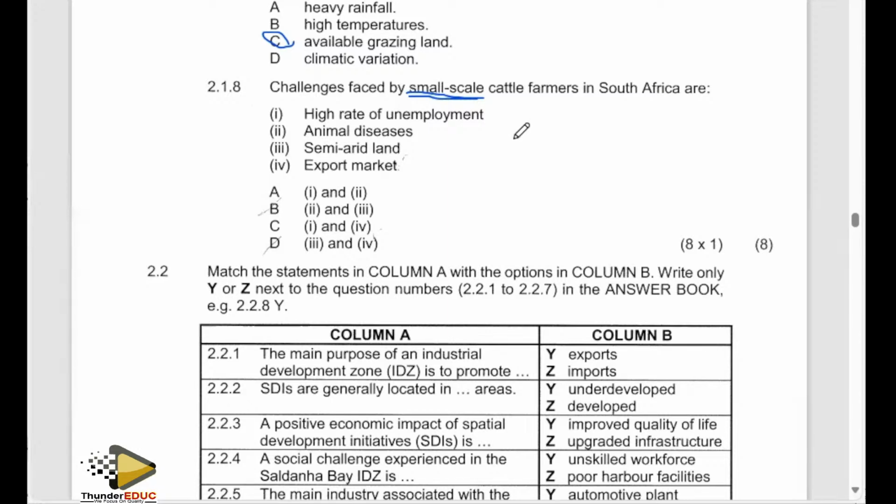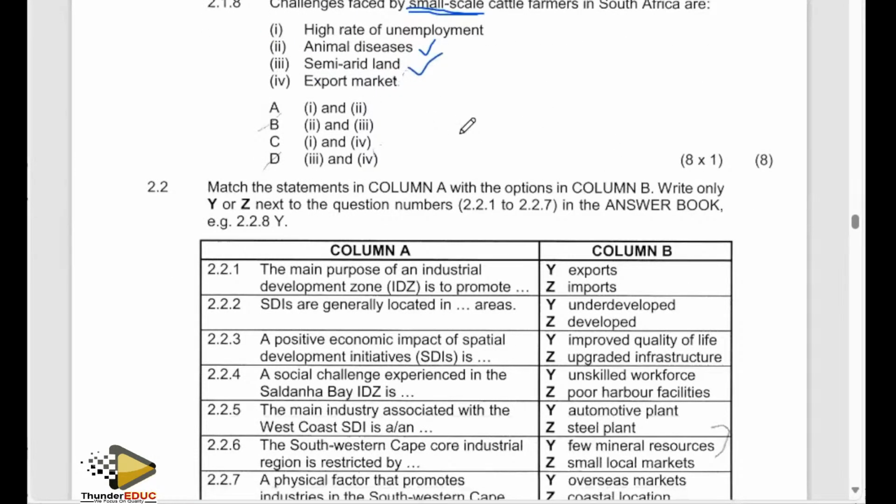Right. High rate of unemployment is not related anyhow. Animal diseases is related, is correct. Semi-arid land is very correct and related. Export market is irrelevant because we're talking of small scale. Their target is not to export anywhere. So we are seeing that response number 2 and response number 3 are relevant to the question. So we look for a response which has those two, and definitely that is B, which has got item 2 and item 3.